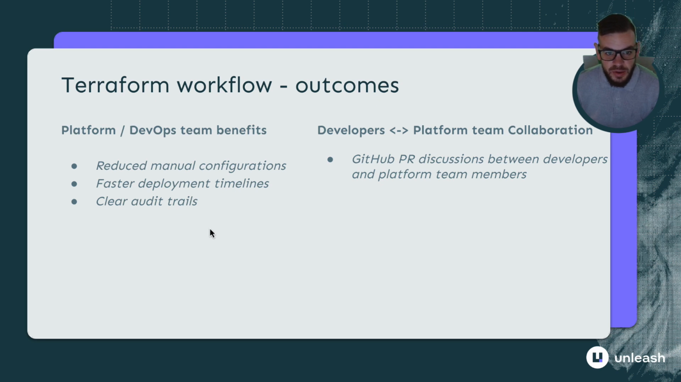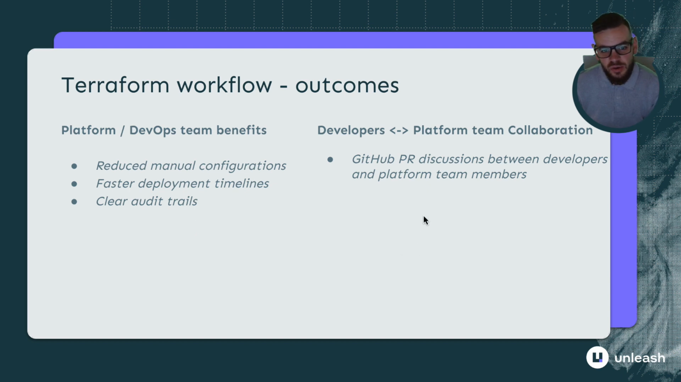In terms of outcomes, for the platform team, this is transformative. Fewer manual steps mean reduced errors. Codified configurations ensure consistency, making deployment of feature flags faster and more reliable. Every change, being code-based, becomes traceable, ensuring accountability and transparency.